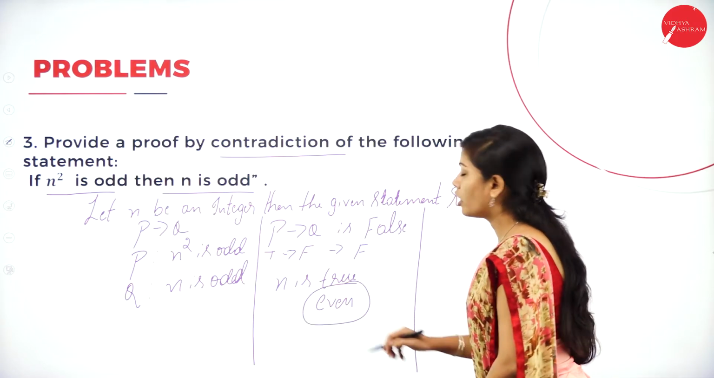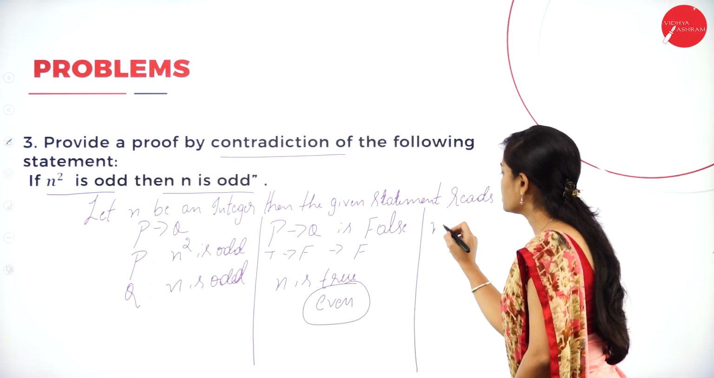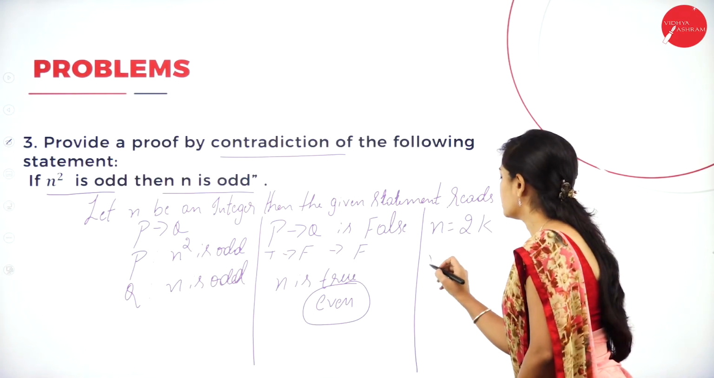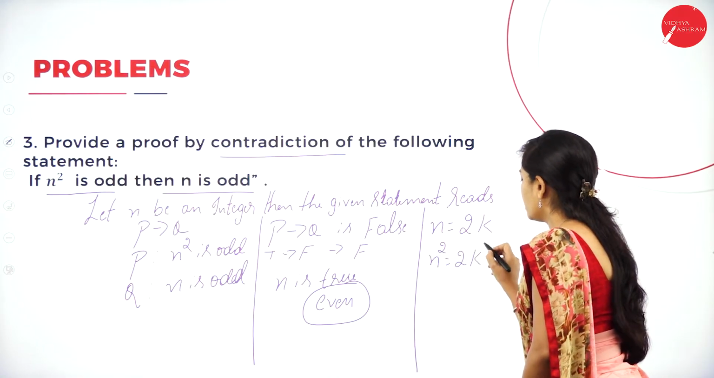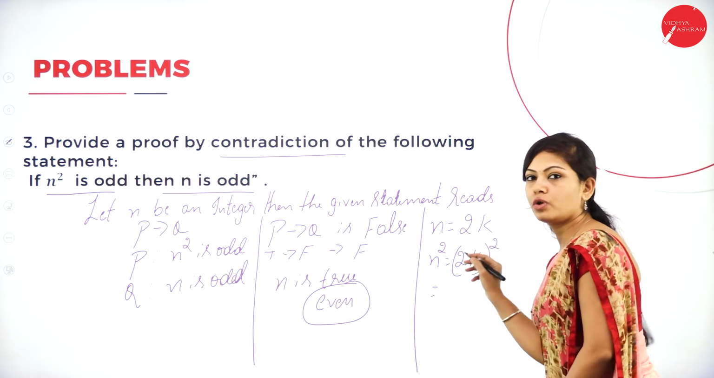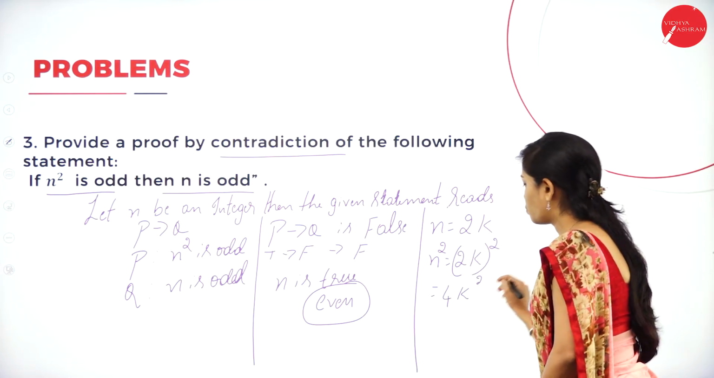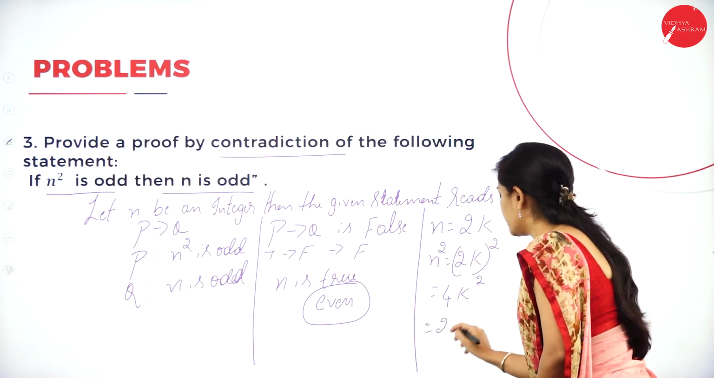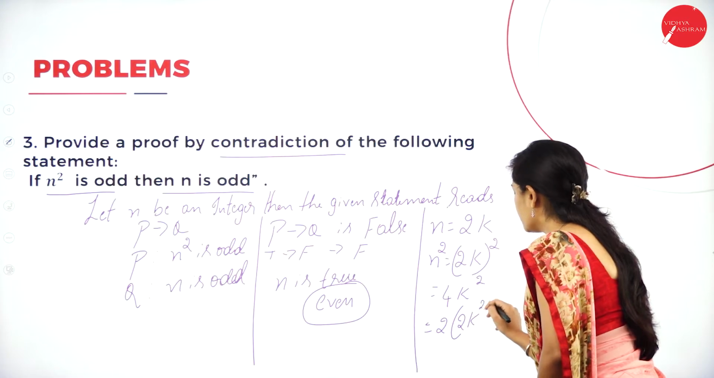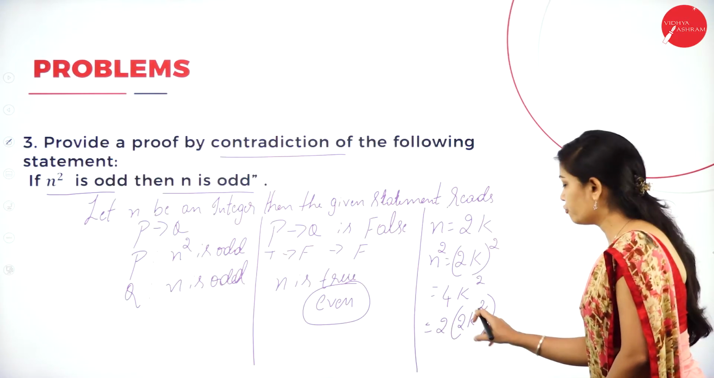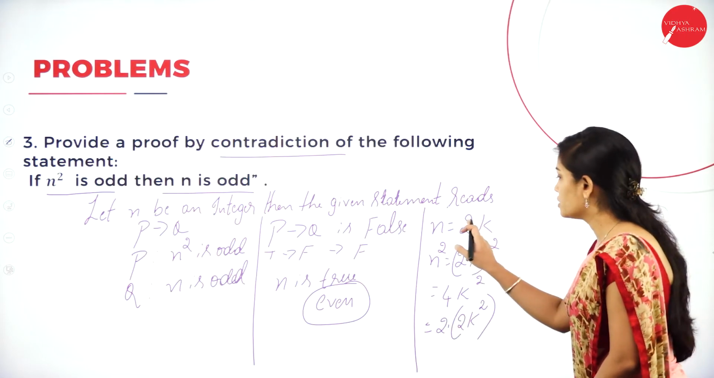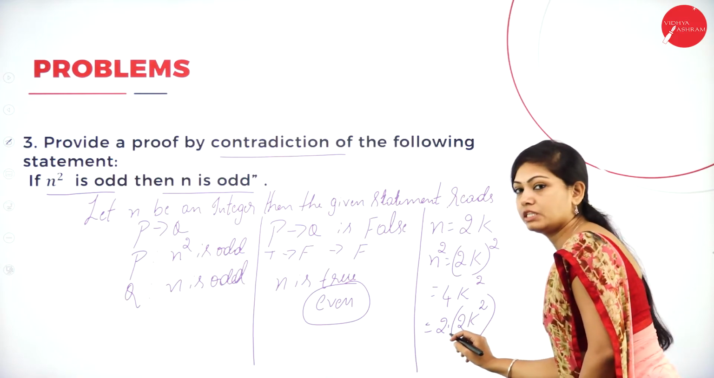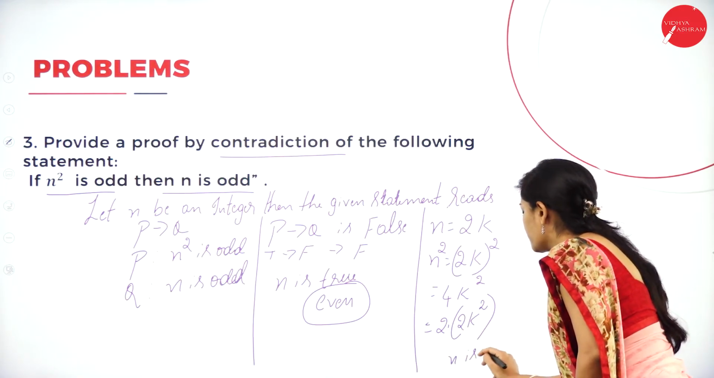So here I got the even statement. n is even means I will take n equal to 2k. So now prove that n square is equal to 2k whole square. 2k whole square means it is 4k square. Clear? So 4k square, again I can split this as 2 into 2k square. So now this is in the form of 2 into m or 2 into k. So it is divisible by 2.